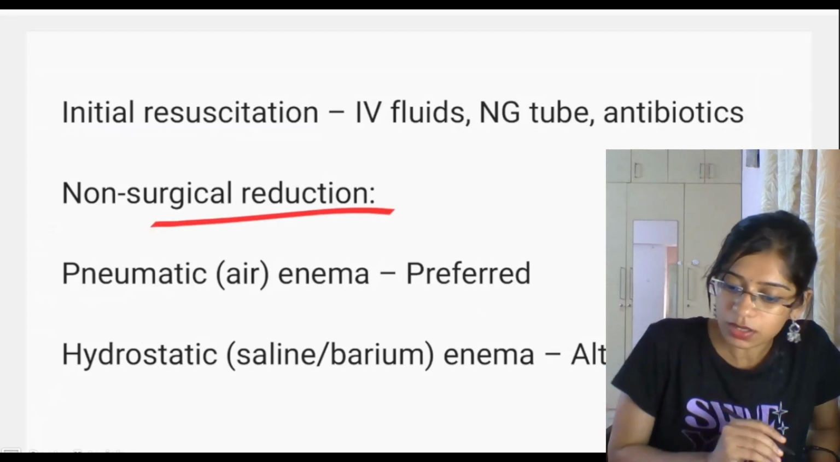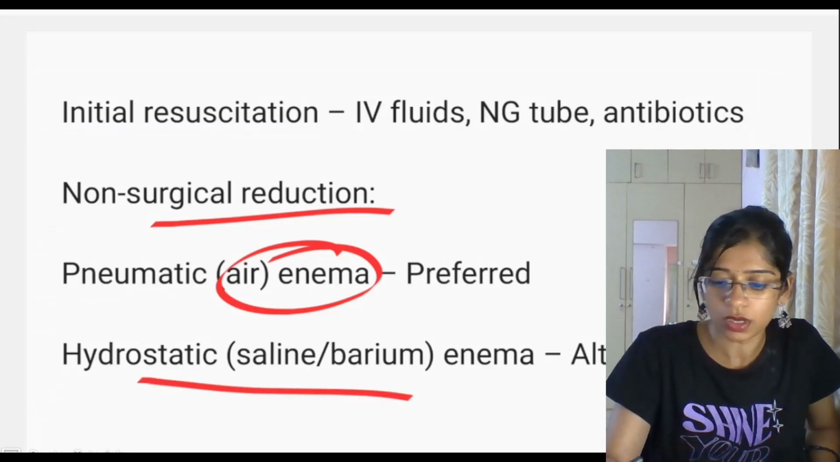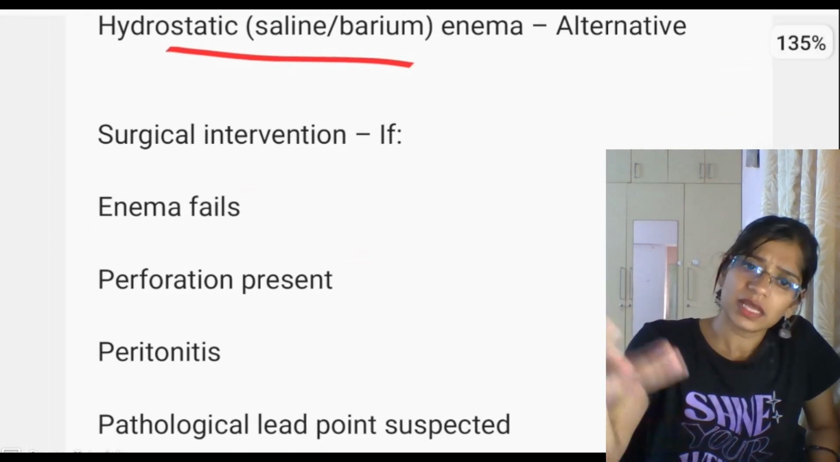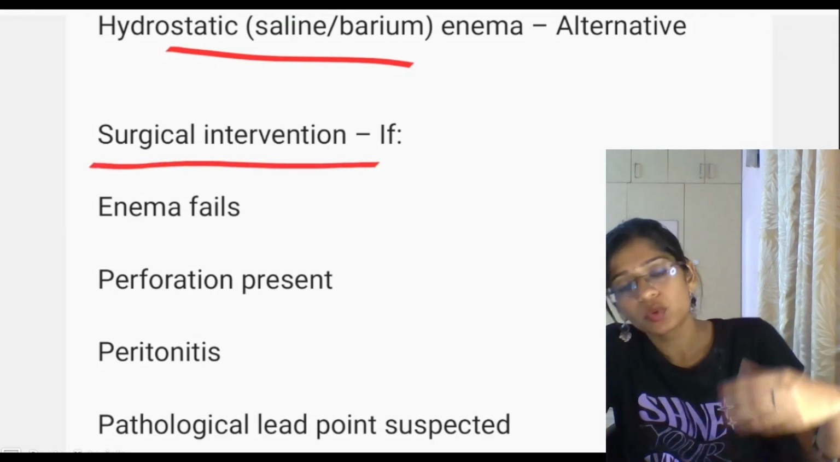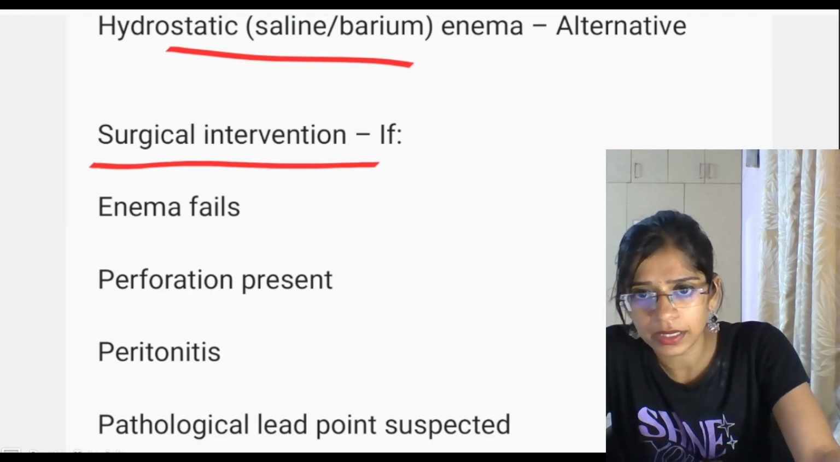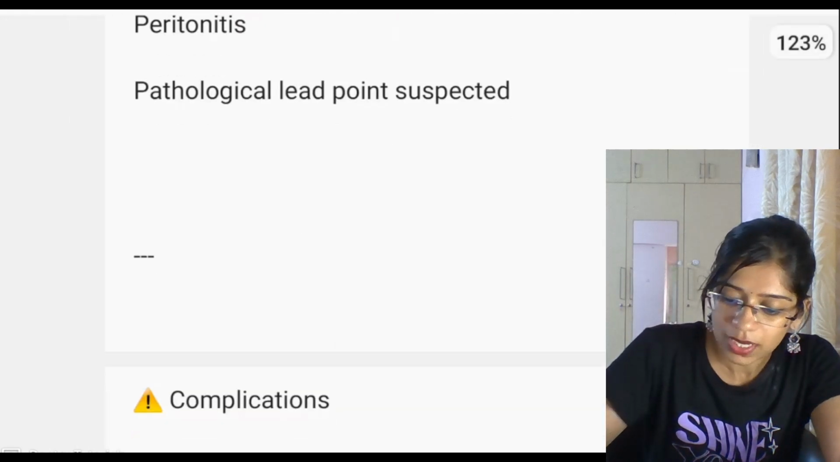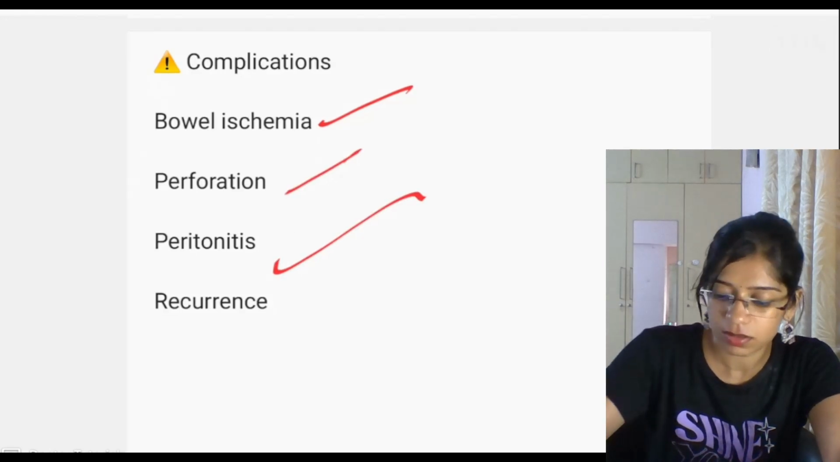And non-surgical reduction is, we can either give air enema, that is preferred, and hydrostatic enema, that is the alternative. If enema fails, then we can go for surgical intervention. But if the child now has complications like peritonitis or perforation, we should not give an enema. Complications of intussusception: bowel ischemia, perforation, peritonitis, recurrence.